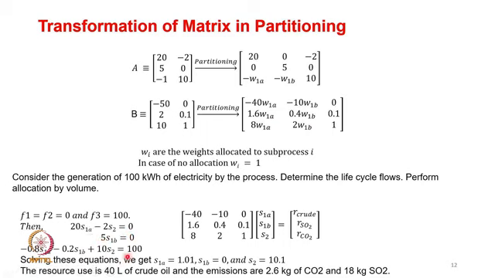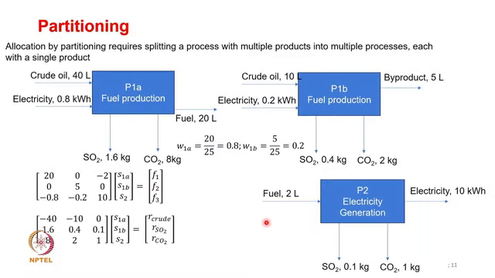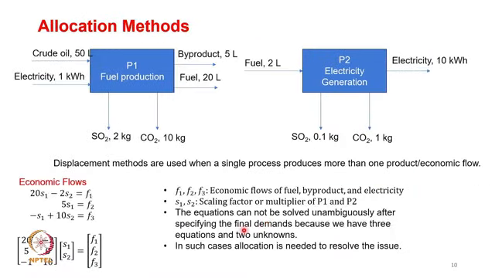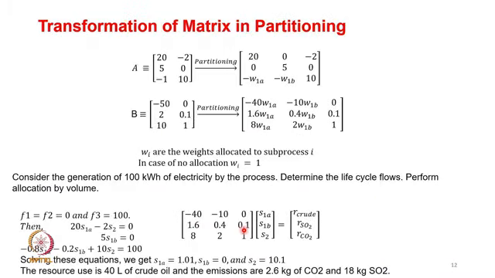So which essentially means that once we get this number, we will be able to calculate the CO2 emission and SO2 emission corresponding to this, because now these numbers are available to us. You can just plug in. So 40 liters of crude, because S1B is 0. So 40 liters of crude oil resource is being used, okay.